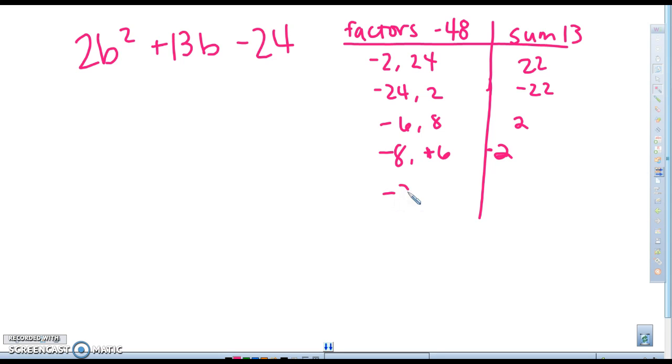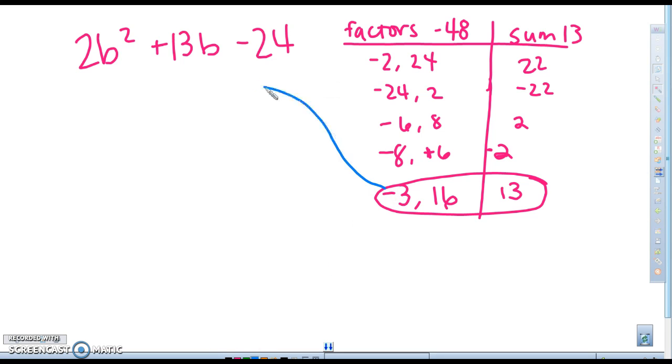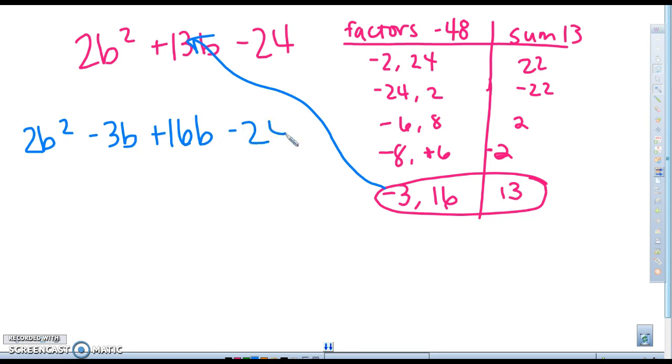What ends up working is negative 3 and 16 will give me that 13. Okay, so this is the one I want to use. I'm going to go ahead and replace 13b with these two factors. So I'll have 2b squared minus 3b plus 16b minus 24. And then I go into factor by grouping.